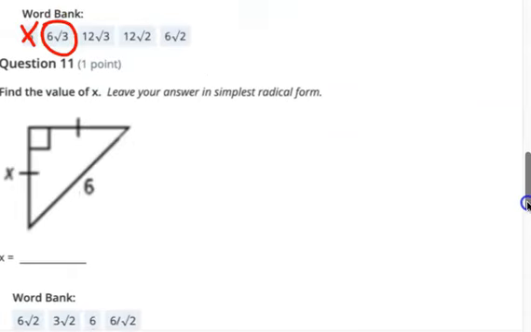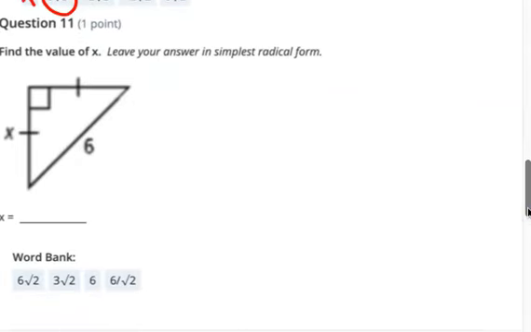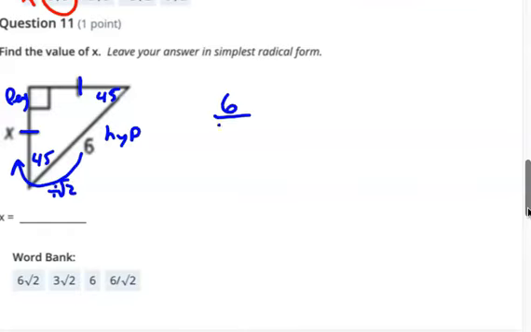Next one, find the value of x, simplest radical form. So this one doesn't have any angles on it, but I know that the legs are the same length. That means this is a 45, 45, 90. So I know that I have the hypotenuse, and I know that I'm looking for a leg, so I need to take the 6 and divide it by square root of 2. Same steps happen here. 6 over square root of 2 is what we're looking for.